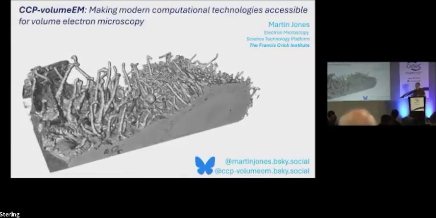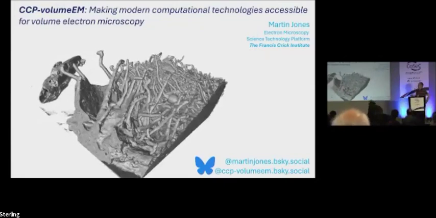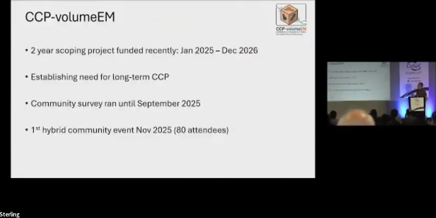Thanks for the opportunity to present our new proto CCP. So this is one of these 2-year scoping projects, funded from January this year until the end of next year, and we're looking at establishing the need for a collaborative computational project for volume electron microscopy.